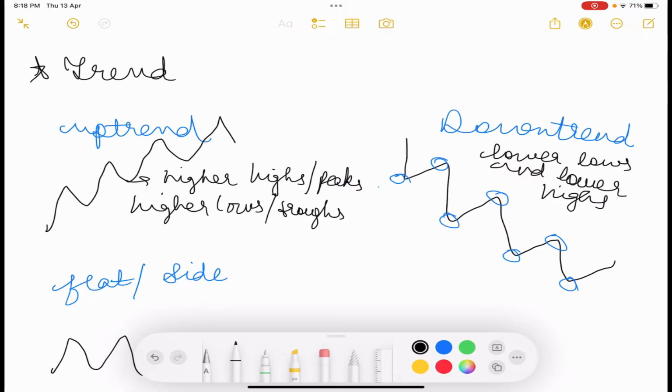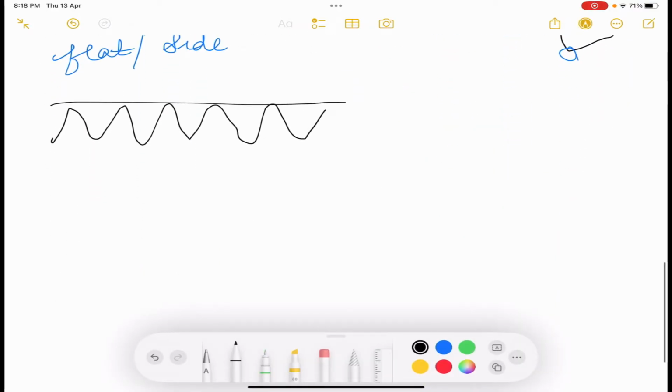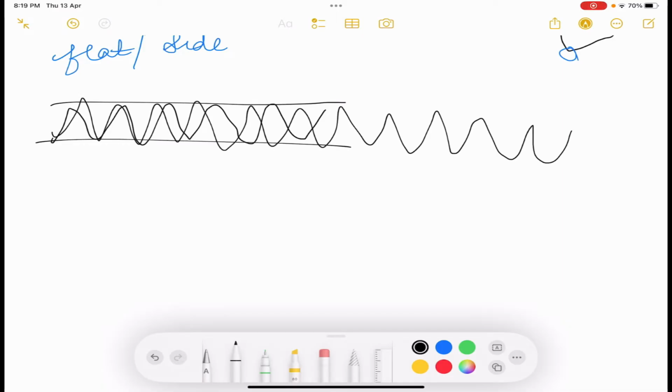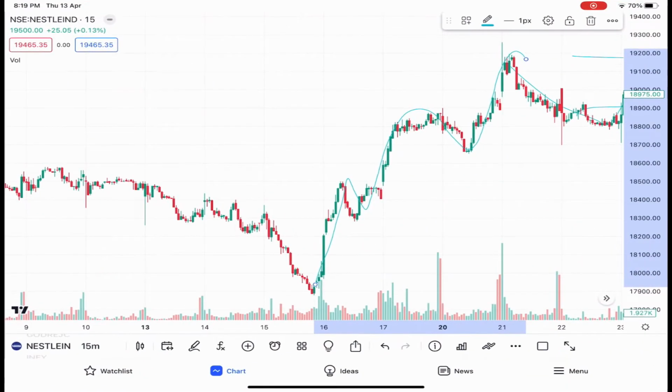Alright? And what do I mean by flat? When I'm talking about flat, I mean that the price is stuck in a particular range. It is a range bound market. It is a flat market or a sideways market. So where the price is oscillating in the same place and it is not showing any proper movement. So now these are the types of trends which occur in the market. Now let us quickly go and see some real examples in the market.